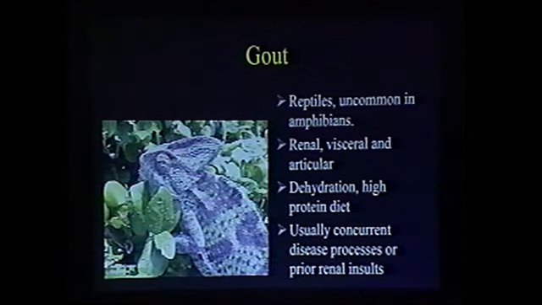Gout is common in reptiles and uncommon in amphibians. Renal, visceral, and articular manifestations of gout occur in reptiles. It is mostly associated with dehydration and concurrent disease processes. High protein diets have been implicated, but this has been difficult to prove. Usually, concurrent disease processes or prior renal insults are present.